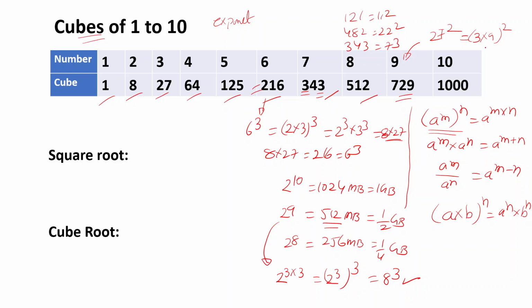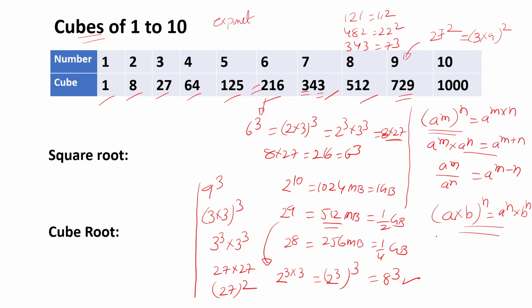Okay, now I will make it as 9 whole cube. So 3 into 3 whole cube, so 3 whole cube and into 3 whole cube, so that is 27 into 27, and I can write it as 27 whole square. So there are a lot of methods. See, this 9 cube I can write as 3 into 3 whole cube, and 3 cube, 3 cube, this is the formula.